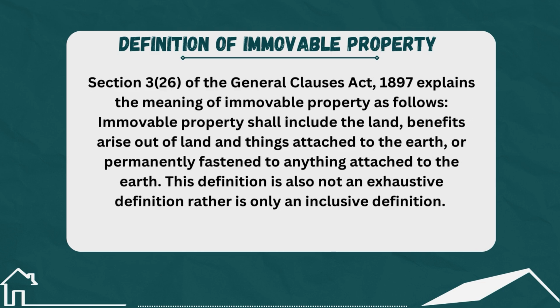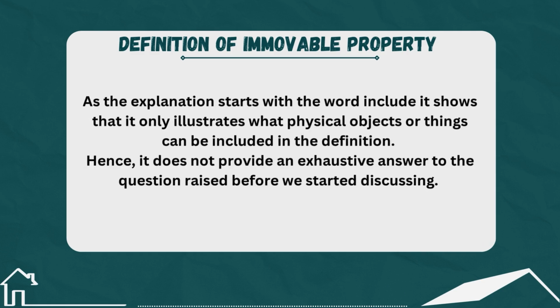Section 3(26) of the General Clauses Act 1897 explains the meaning of immovable property as follows: immovable property shall include land, benefits arising out of the land, and things attached to the earth, or permanently fastened to anything attached to the earth. This definition is also not exhaustive, rather it is only an inclusive definition. As the explanation starts with the word include, it shows that it only illustrates what physical objects or things can be included in the definition. Hence, it does not provide an exhaustive answer to the question raised before we started the discussion.